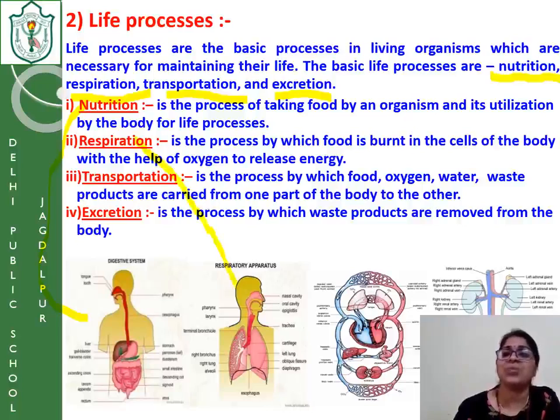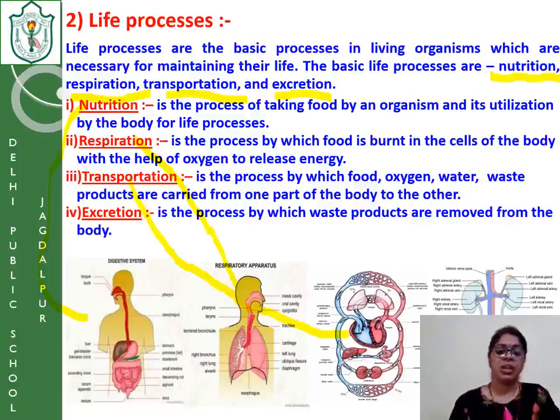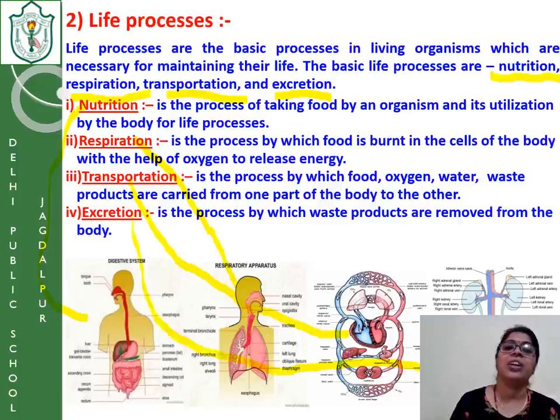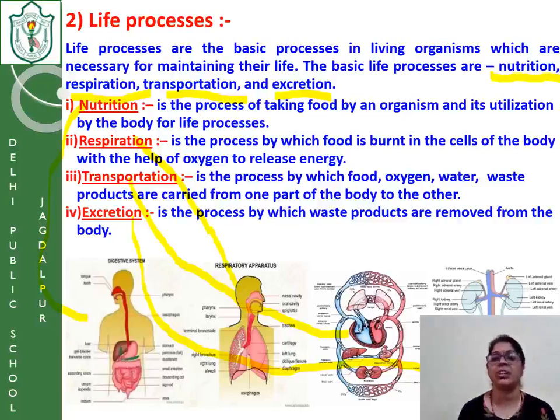The third one is the transportation. You can see that the heart is there, blood vessels are there, kidneys are there, liver is there, lungs are there. So that means it is related to what? It is related to the transportation. And the last one you can see is the excretory system. The kidneys are there, the veins and the arteries are there, the urinary bladder is there. The urine is collected in the bladder and it is excreted out when it is not needed for the body. So it is connected to what? The excretion process. Please note down these points in the notebook: nutrition, respiration, transportation and excretion.